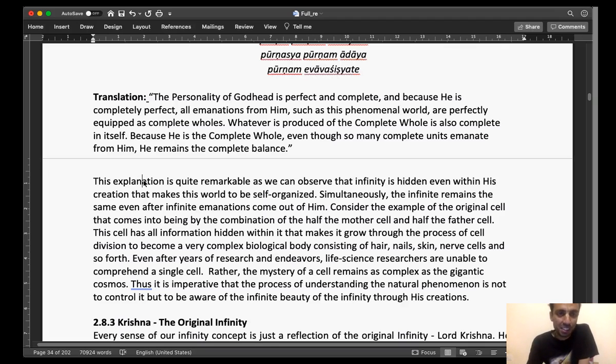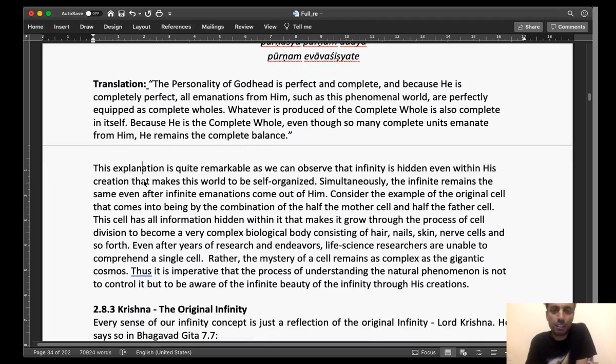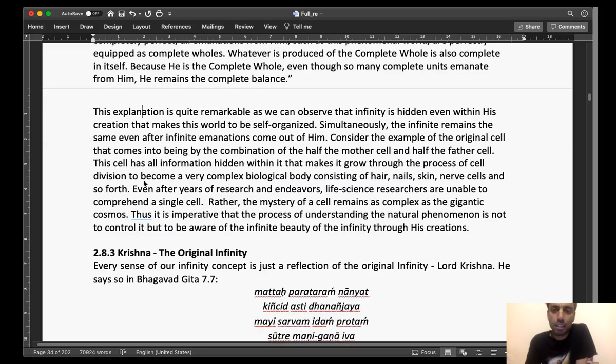Okay. So this explanation is quite remarkable, as we can observe that infinity is hidden even within His creation that makes this world self-organized. So this phenomenal world is also infinite. Simultaneously, the infinite remains the same even after infinite emanations come out from Him.